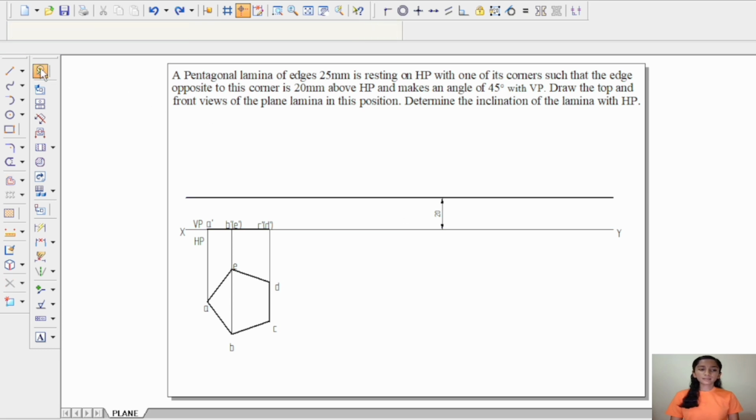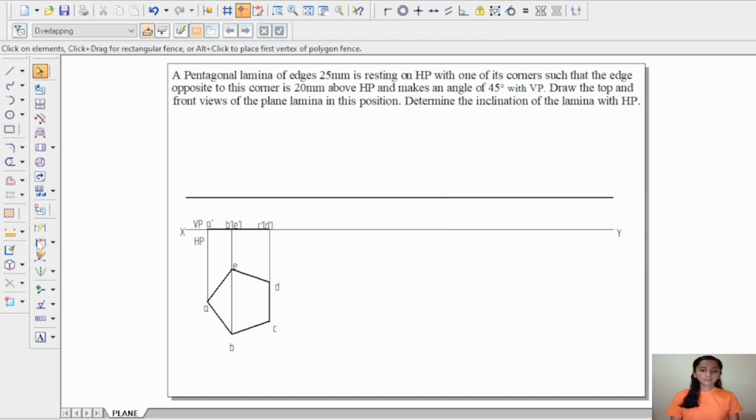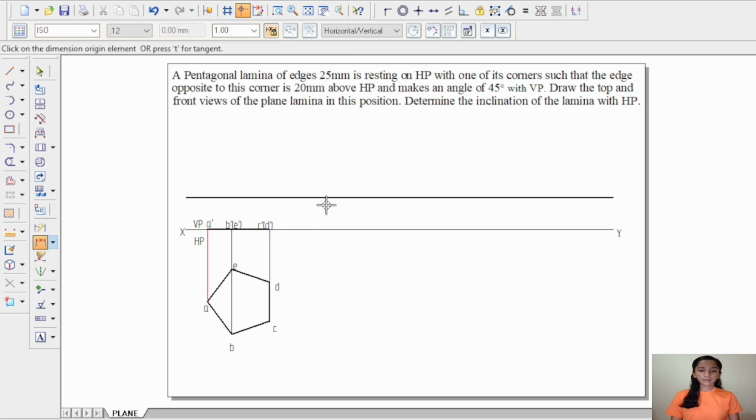So now I'll select this distance and delete it. And using distance between command, I'll measure the distance at the left end. So we have mentioned the distance is the distance between XY line and the 20 mm line above XY line. And the next step is to measure the dimension of the front view, that is A dash to C dash D dash, and we are also measuring the dimension of A dash to B dash E dash. Using smart dimension, let's measure the dimension.